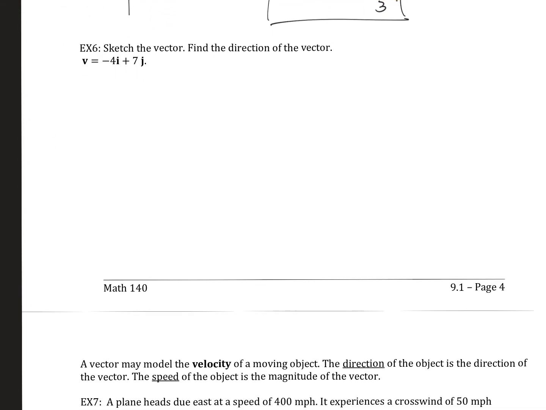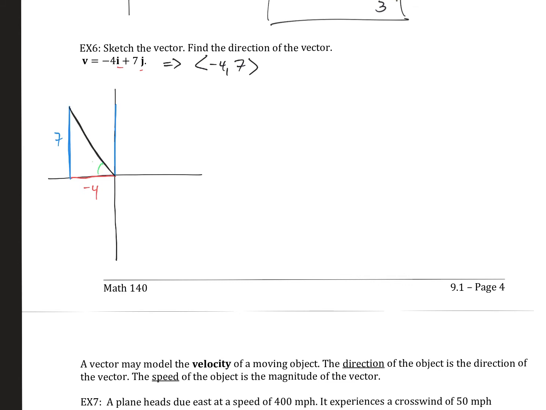Okay, so example 6, sketch the vector. Once again, if we have i and j, we start at the origin. Find the direction of the vector. So same type of problem, we're going to sketch it and find the direction. So let's go ahead and rewrite this in a form that's easier to graph. That is going to be negative 4, 7. Okay, so negative 4, and then 7. So we can create that angle.